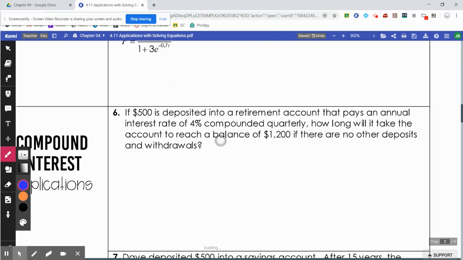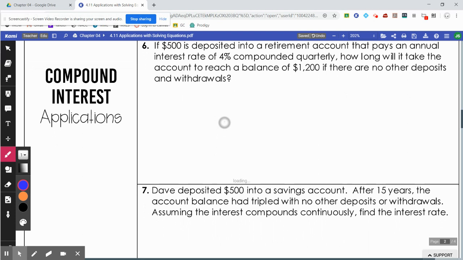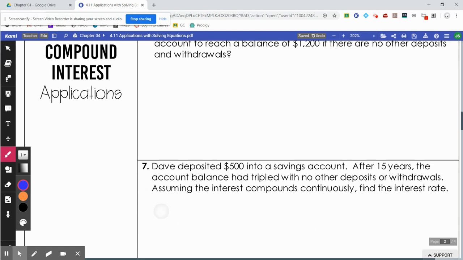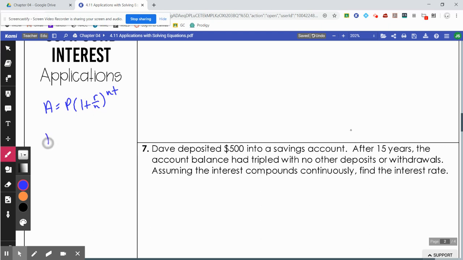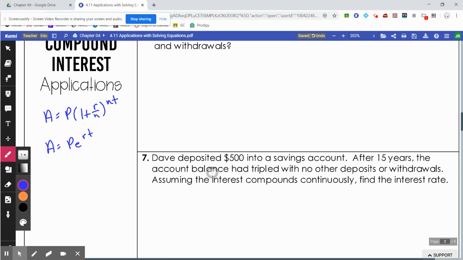Next problem. We're compounding interest. Okay, let's talk about our formulas. Just to remind you of those real quick. A equals P times 1 plus r over n to the nt power. That was when our interest was compounded monthly, daily, quarterly, or semi-annually. However, we did have a formula also if it was compounded continuously. We use that A equals Pe^(rt) formula again.